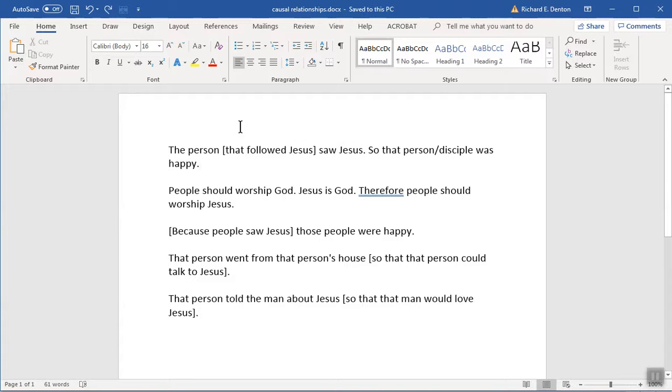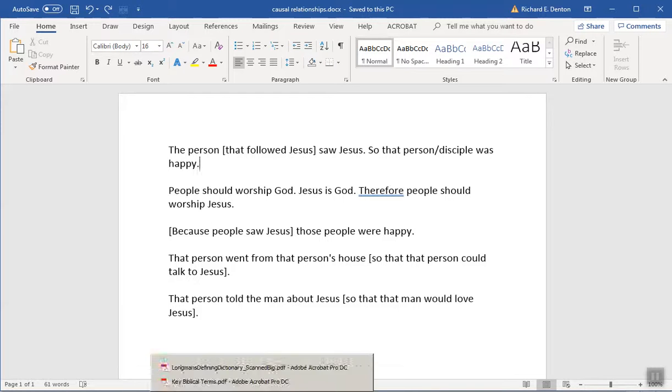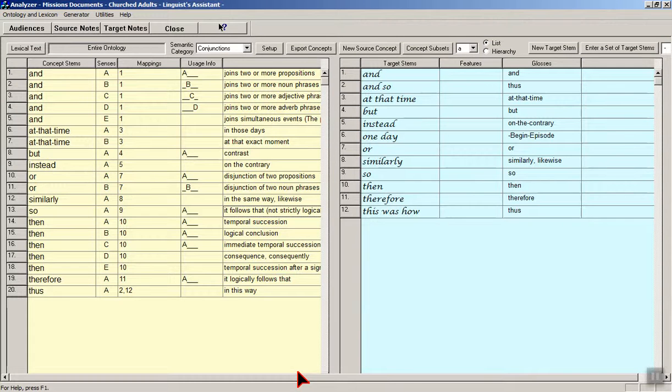So the idea here is that in some sense, because this person saw Jesus, that person was happy. But it was a consequence. It wasn't like a logical conclusion. And the second sentence illustrates the case of a logical conclusion. People should worship God. Jesus is God. Therefore, people should worship Jesus. So that's a logical statement. So let's go back to the terms in the ontology and see some of the other ones.